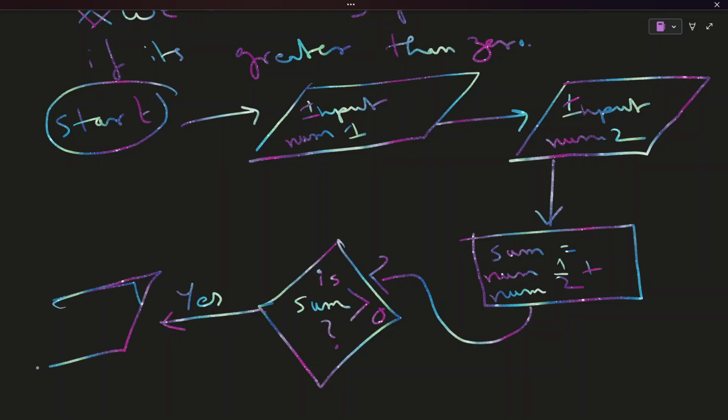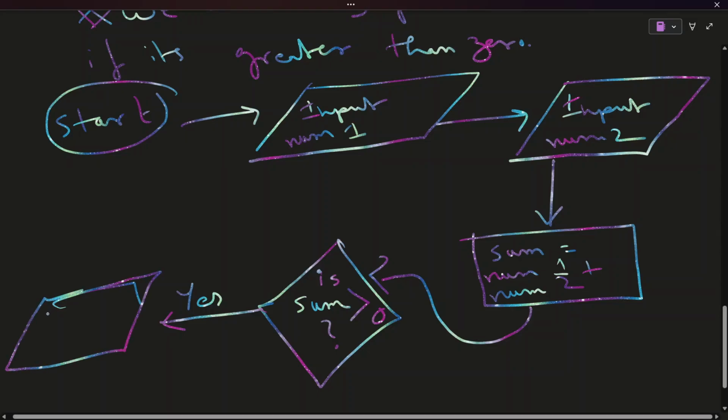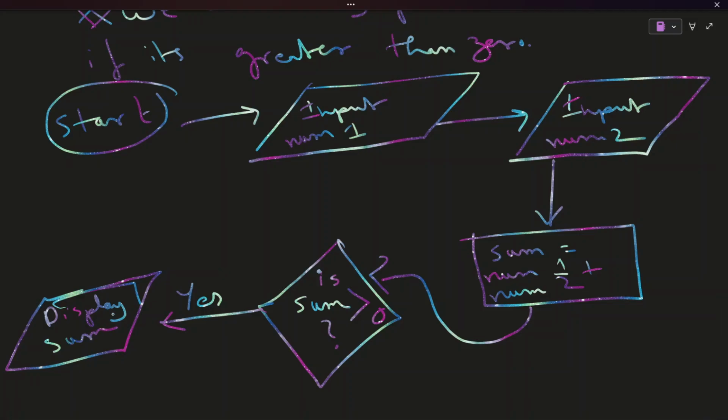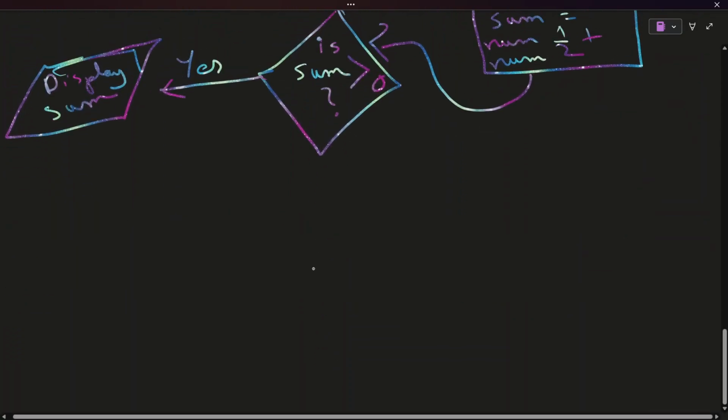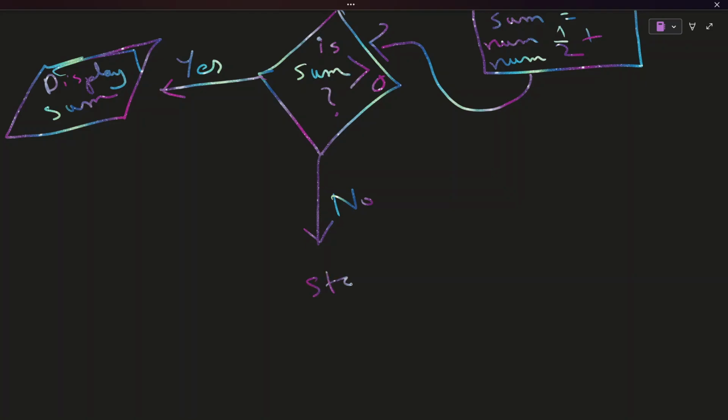summation like this. Display sum, and if it's not greater than 0, simply stop our program.